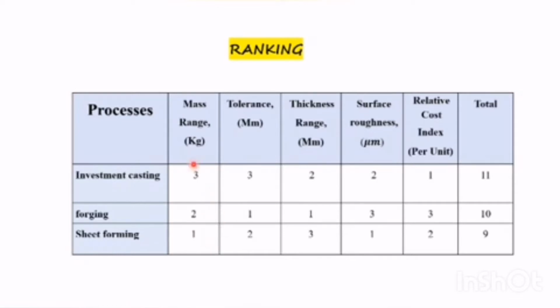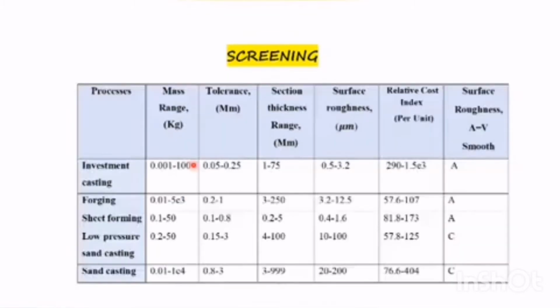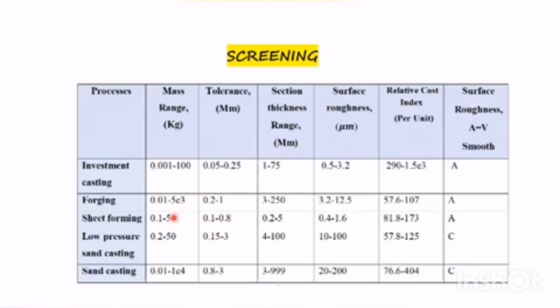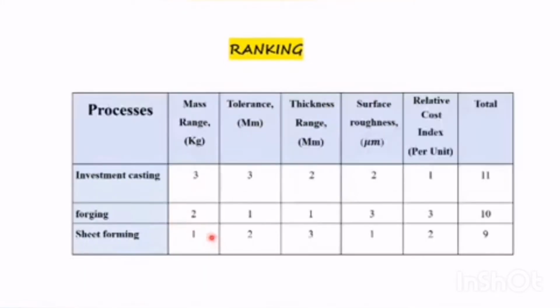For example, for the titanium alloy, we want the low mass range. Therefore, we look at the screening process. The lowest is investment casting, so it is ranked 3, and the highest mass range is sheet forming, so it is ranked 1. The ranking process performed for the next table is the same.